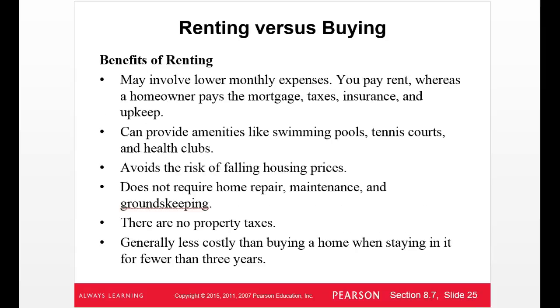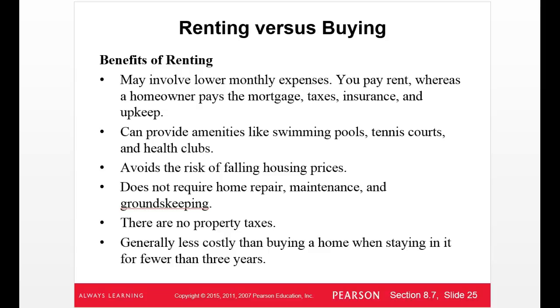All right, some more benefits. Not always, because rent is so high nowadays, but it can sometimes lower your monthly expenses because you don't have the other things that come with owning a home: the taxes, the insurance, the mortgage, and the upkeep. But again, a mortgage does have insurance and things like that sometimes.